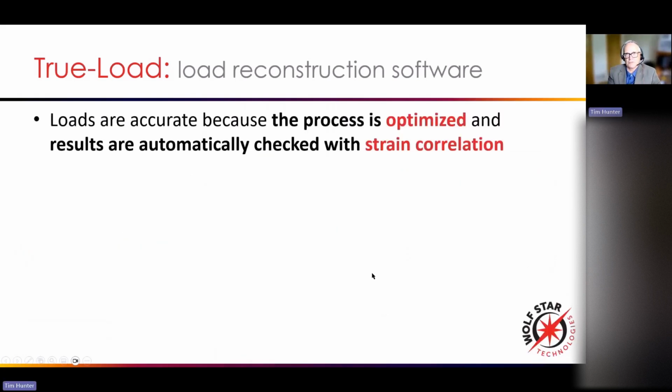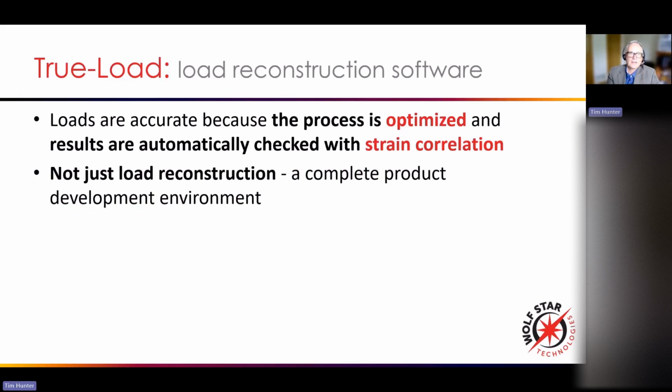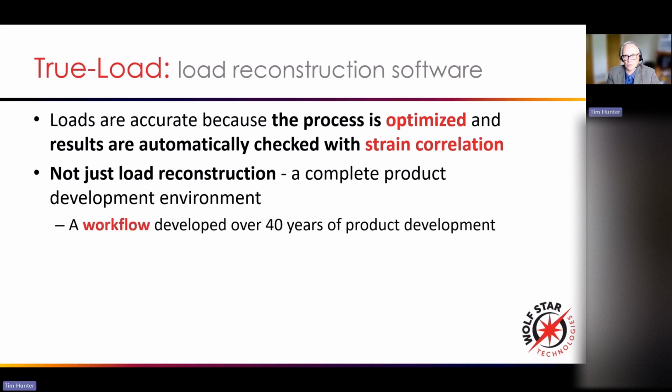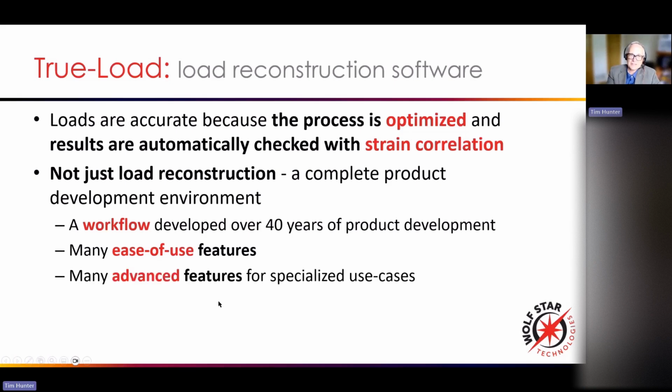So with load reconstruction, the loads are accurate because the process has been optimized, and our results are automatically checked with strain correlation. So this is super important. And it's not just load reconstruction that we're doing. We've got a complete product development environment. So we've got so many great tools in there. We've got a workflow that we've developed over 40 years of product development. We've got many ease of use features in there. And we've got some super advanced features in here, like sliding loads and contact control and design of experiments. So we can do some really powerful things with the loads we're measuring here.